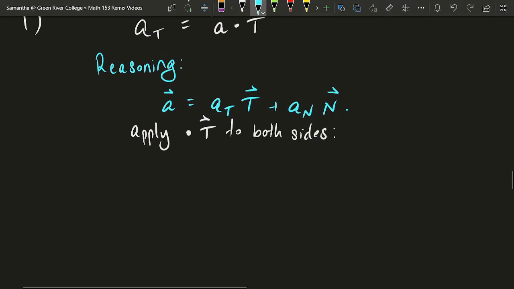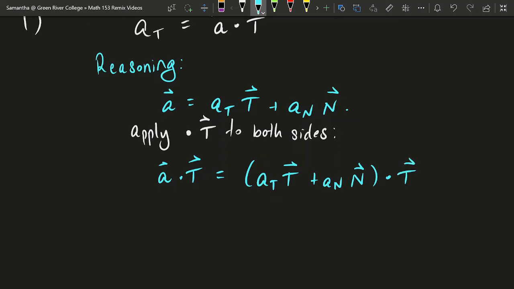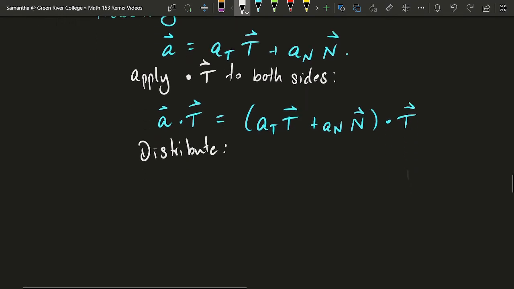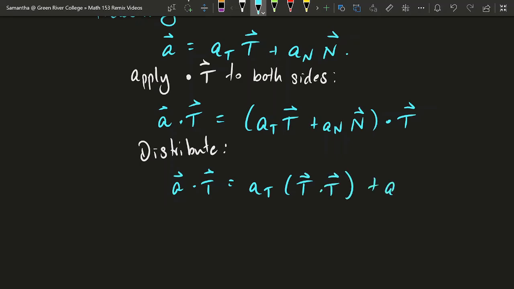So on the left side, I will get A dotted with the tangent vector, and on the right side, I will get this combination also dotted with the tangent vector. Now if I distribute that product on the right side, then that will become the same thing as this number A_T times T dotted with itself plus this number A_N times N dotted with T.